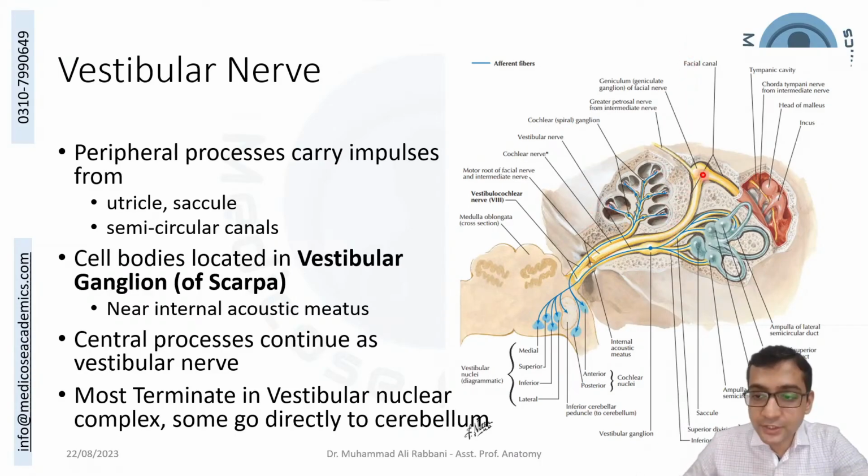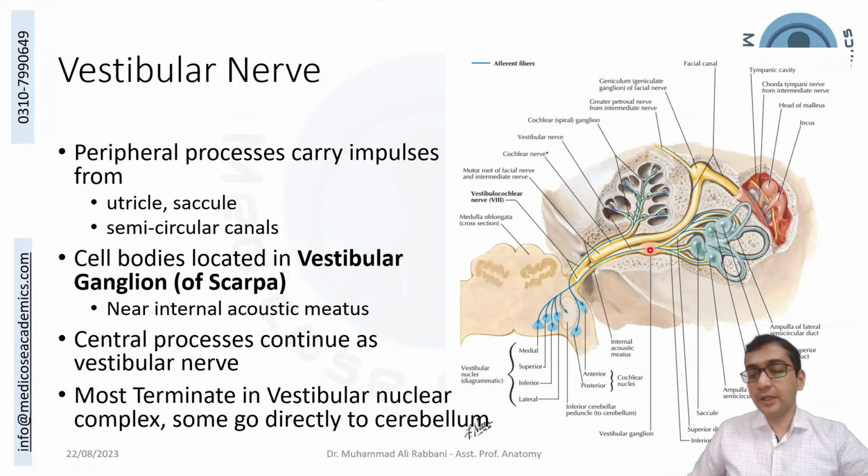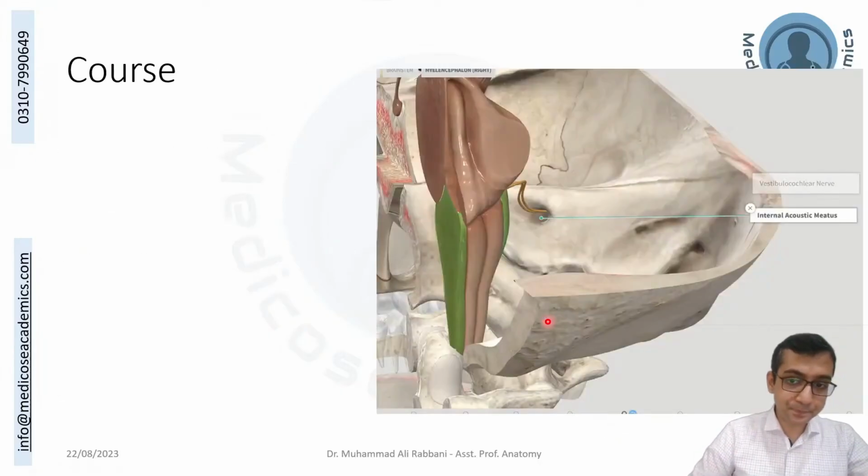Vestibular component. The vestibular component is coming from the utricle, saccule, and semicircular canals. These cell bodies are located a little outside the vestibule, in the inner ear, that is the vestibular ganglion. Again, bipolar cell bodies are there. The central processes are going to the vestibular nuclei, and the peripheral processes are coming from the vestibular organs like utricle, saccule, semicircular canals. And there are four vestibular nuclei: medial, superior, inferior, and lateral.